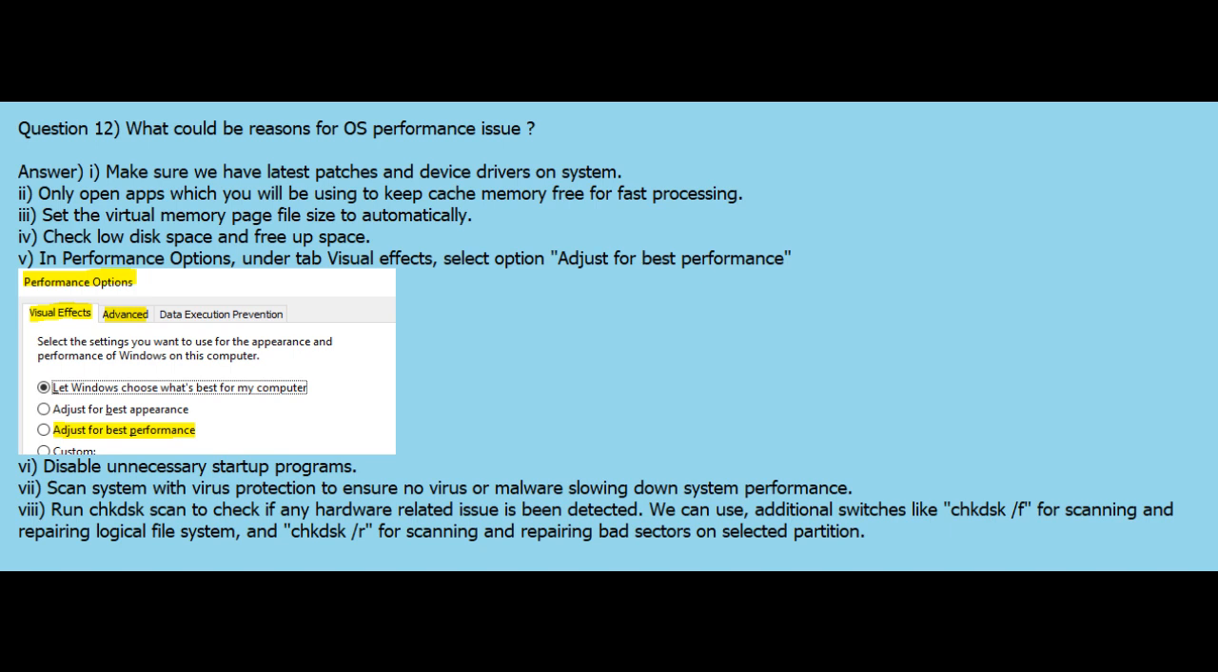5. In performance options, under tab Visual Effects, select option Adjust for best performance. 6. Disable unnecessary startup programs. 7. Scan system with virus protection to ensure no virus or malware slowing down system performance. 8. Run check disk scan, that is CHKDSK scan, to check if any hardware related issue is being detected. We can use additional switches like CHKDSK /F for scanning and repairing logical file system and CHKDSK /R for scanning and repairing bad sectors on selected partition.